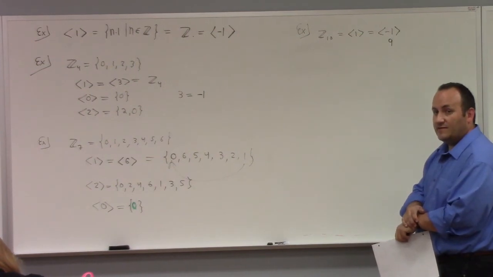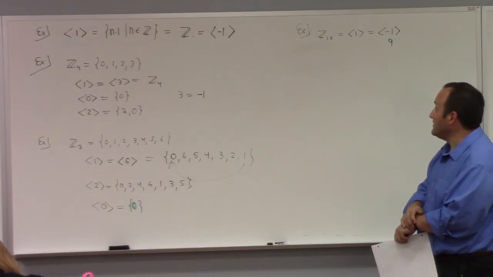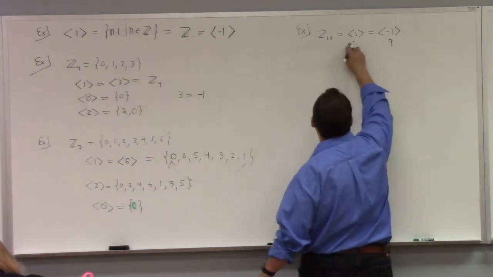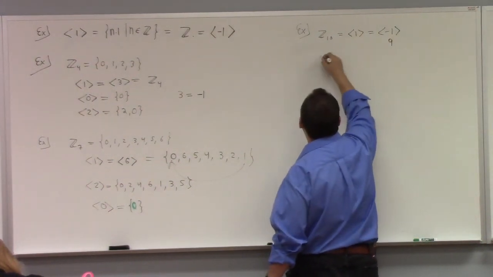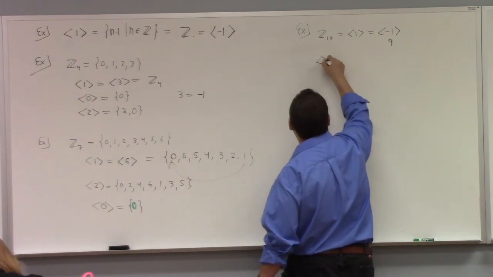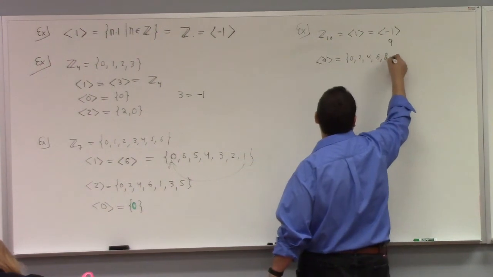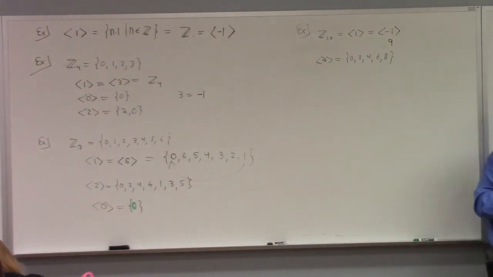I'm trying to see if we can see a pattern in what is useful as a generator for Zn, right? The pattern should pretty much start to emerge after I tell you what generates Z10. For Z10, 1 generates, 9 generates. What about 2? We get 0, 2, 4, 6, 8, and oh no, we're back where we started. So 2 is not a generator for Z10.